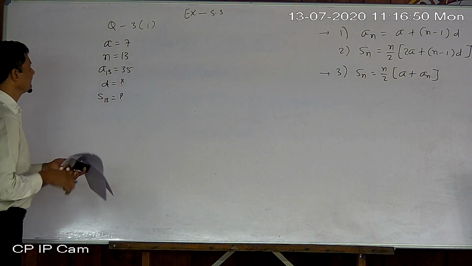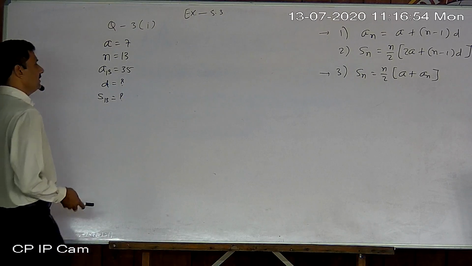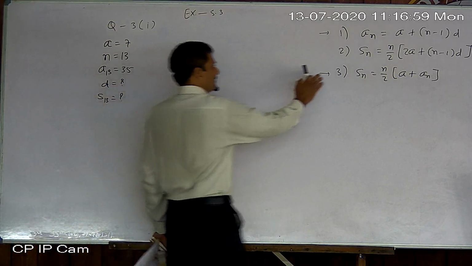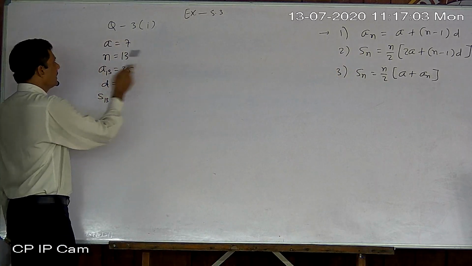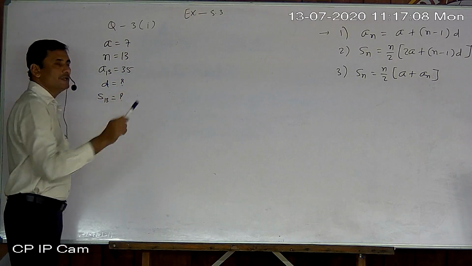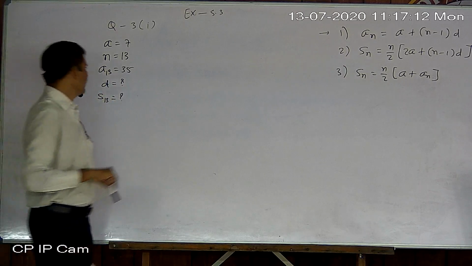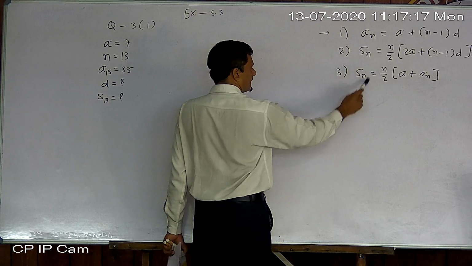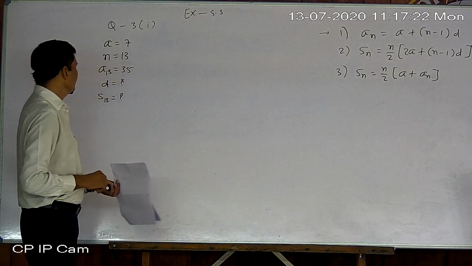Now look, again the first one is possible. Why? Look, the first one is applicable because a_n is given, a is given, n is also given. Except d, everything is given, and d is the only one asked. Okay. Now after getting d, you can find S_n by using this one. The second one is also possible here.